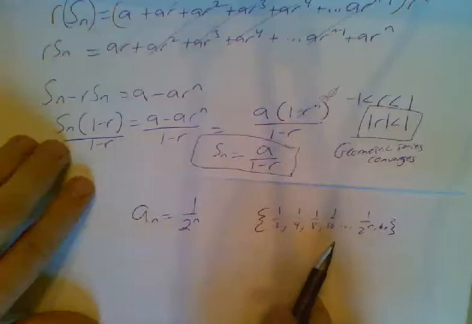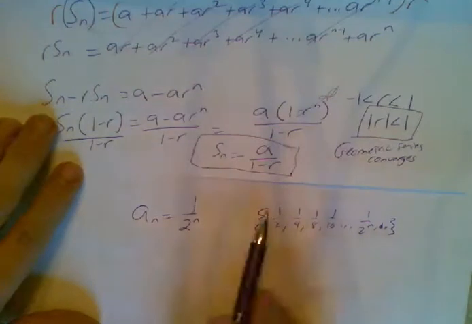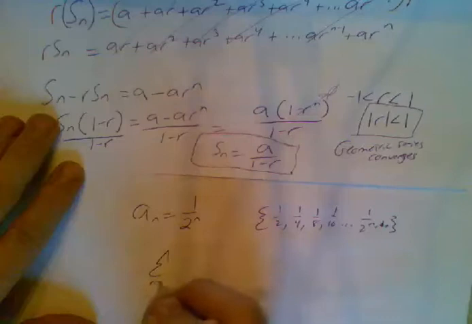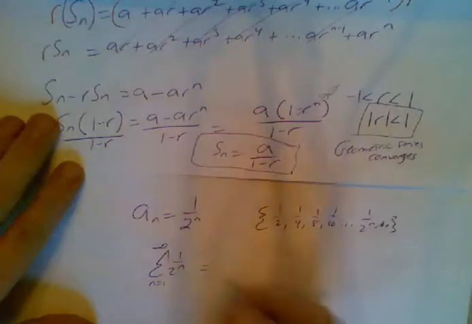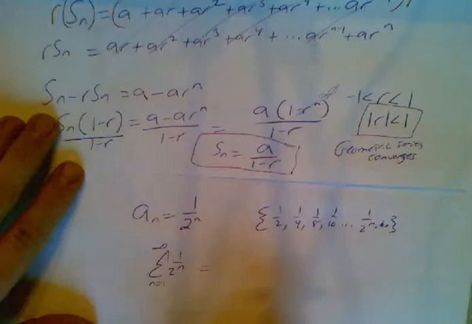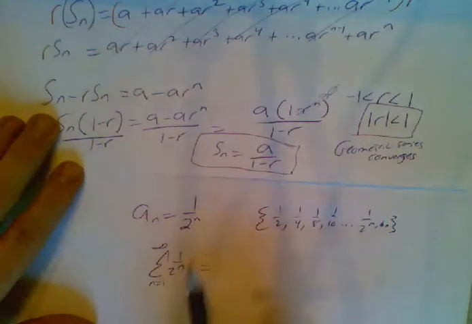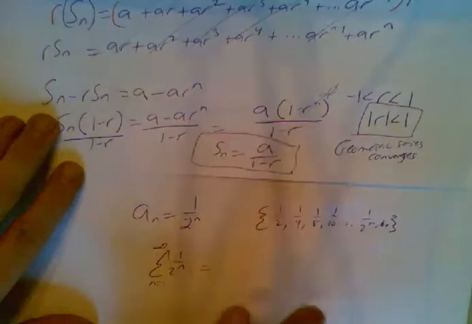Okay, and I want to find the sum of the series that uses this sequence. So my series would look like this, and I want to find that sum. First things first, I want to identify, is the limit going to 0? We already discussed that last time, right? The limit as n goes to infinity of this is 0, so it passes that test right away.